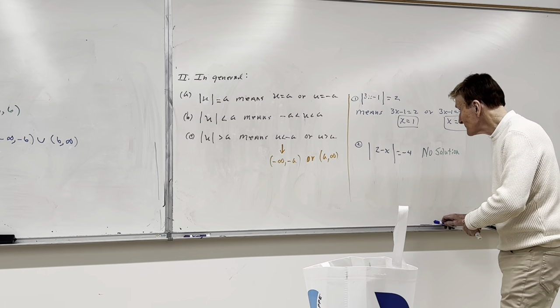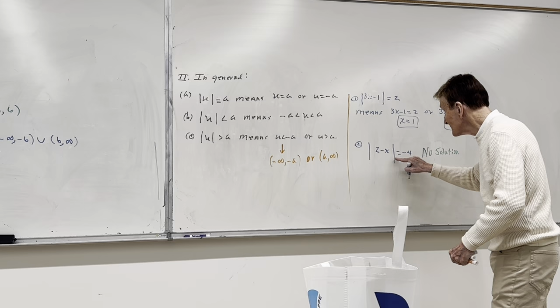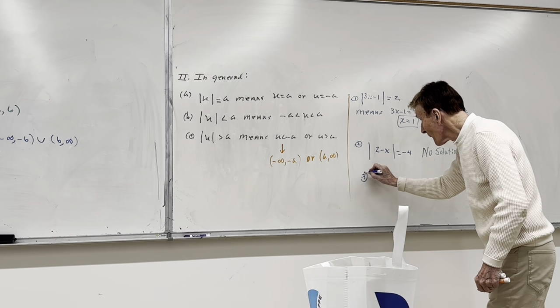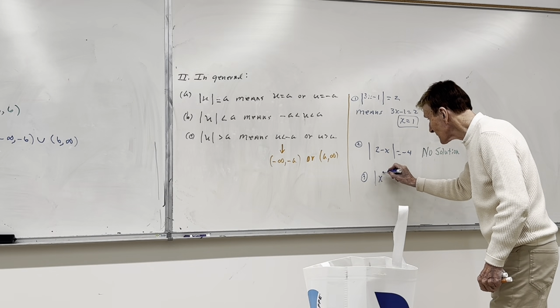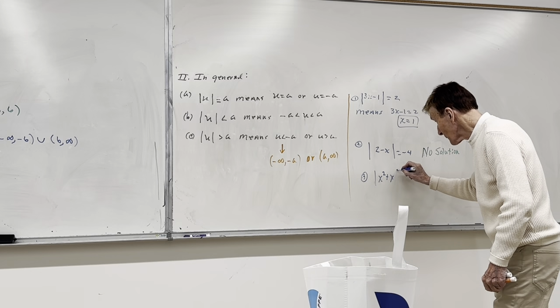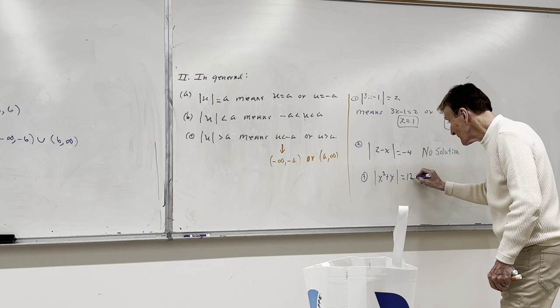What's the next one? Aiden? Absolute value of x squared plus x equal to 12. Now this one's nice.